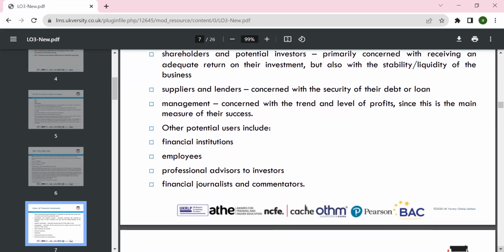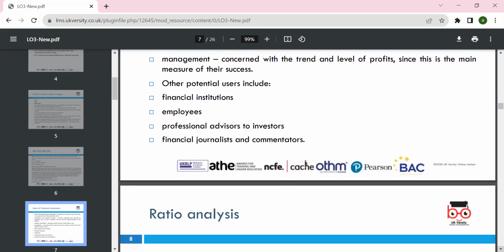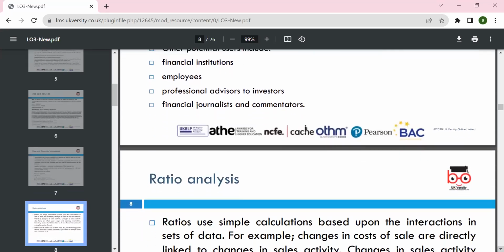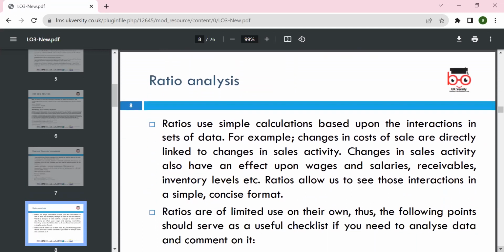Other potential users include financial institutions. Employees are more interested in their job stability. Professional advisors also look at the company's information and make judgments. Financial journalists and commentators also look at the financial performance.